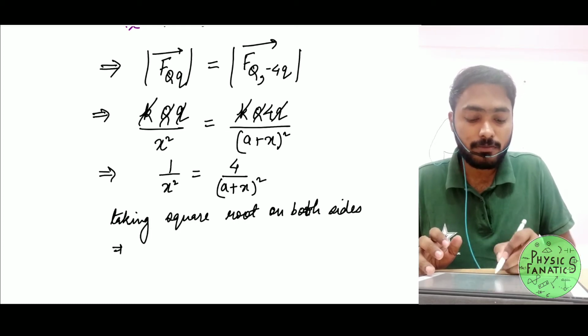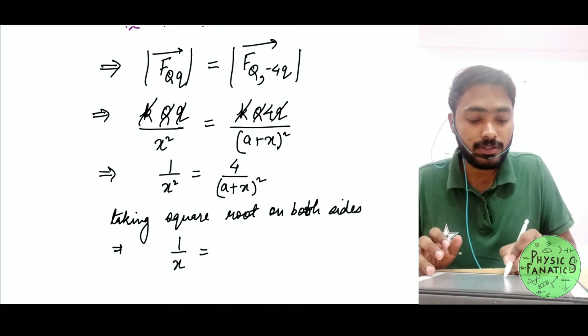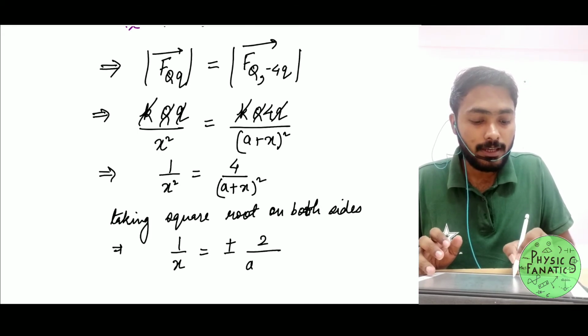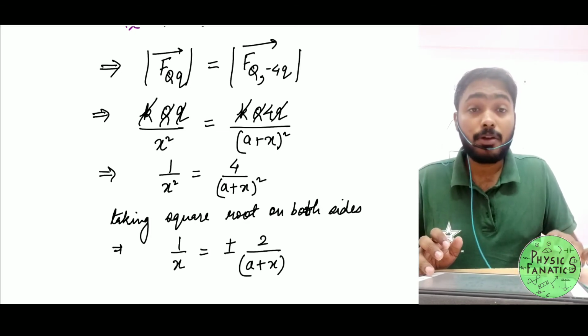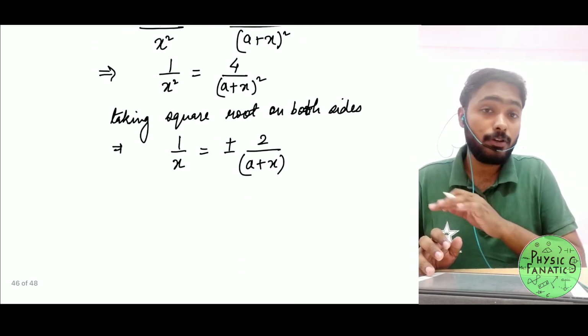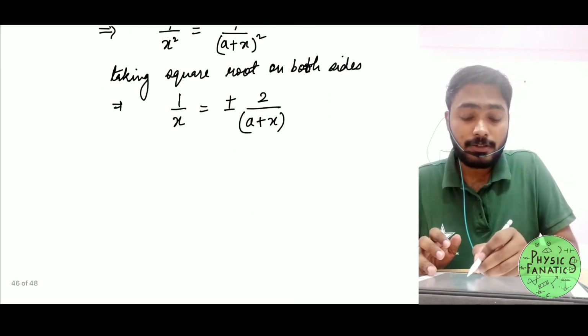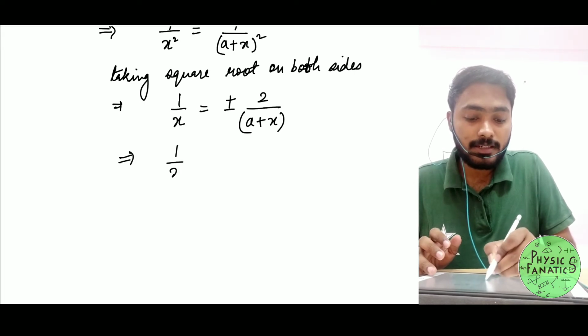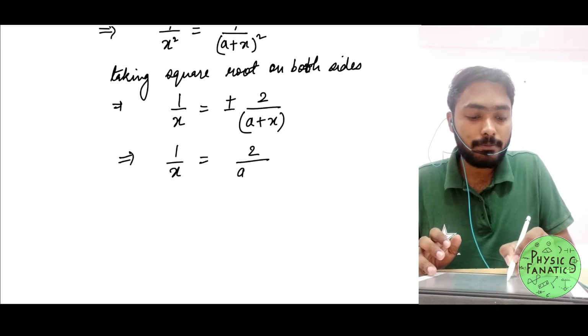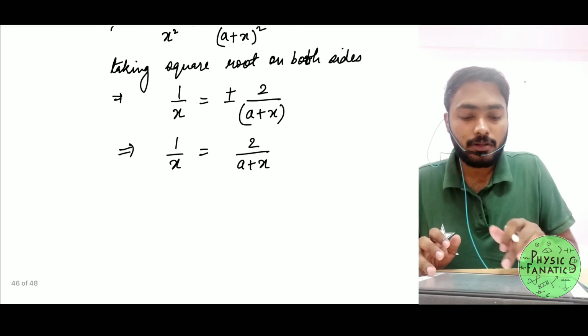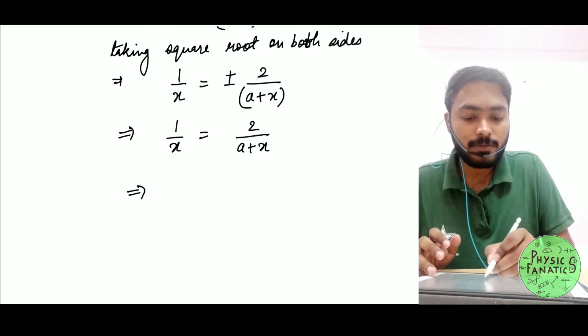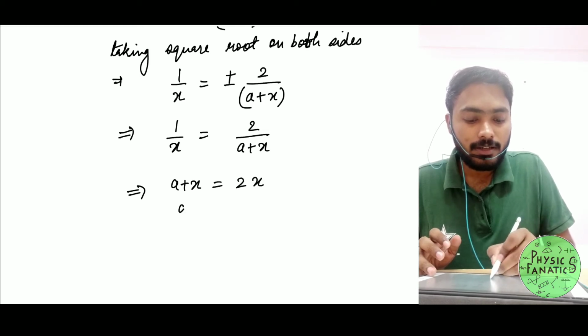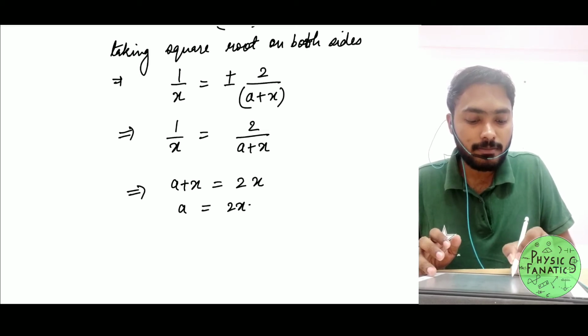So when I take the square roots on both sides, you will get two solutions, plus minus 2 upon a plus x. I'm going to talk about only the positive one. I'm going to omit the negative roots, right? So that means 1 upon x is equal to 2 upon a plus x, right? Do the cross multiplication. So when I do the cross multiplication, a plus x is equal to 2x, right? Or a is equal to 2x minus x, or I should say x is equal to a.